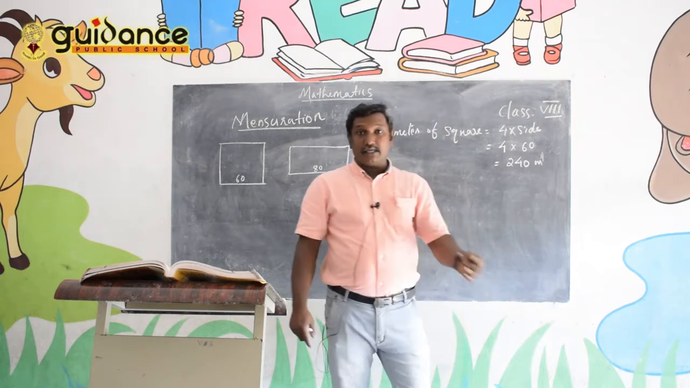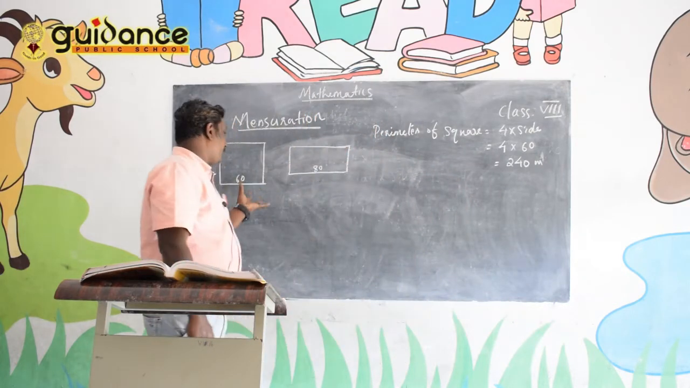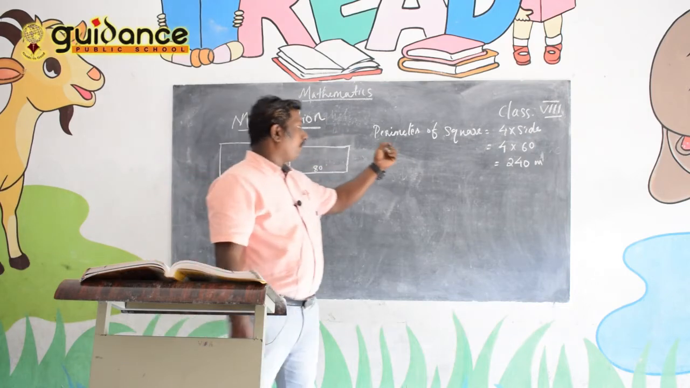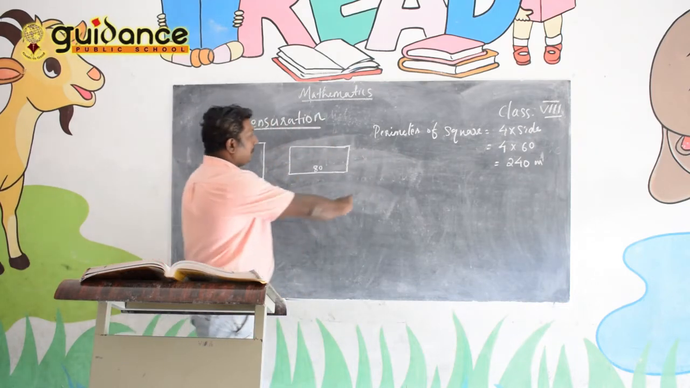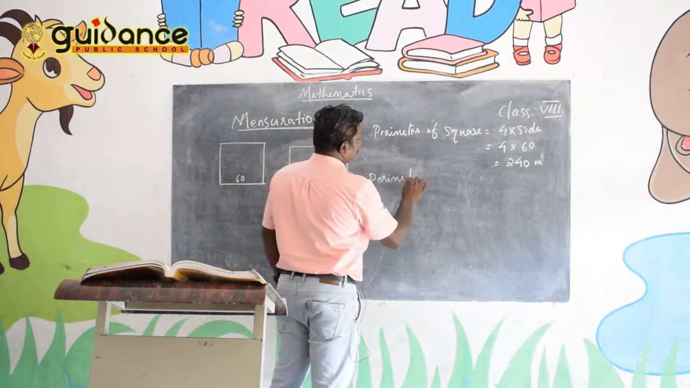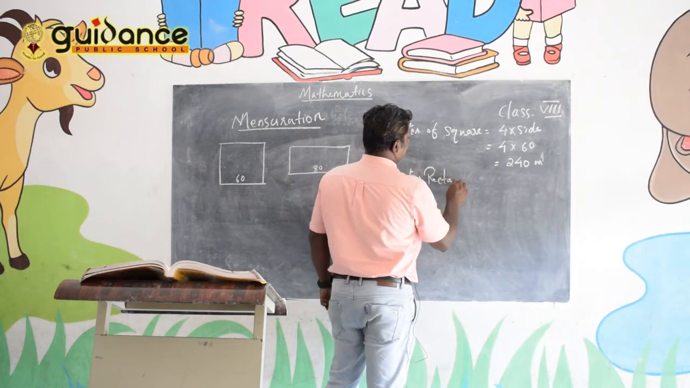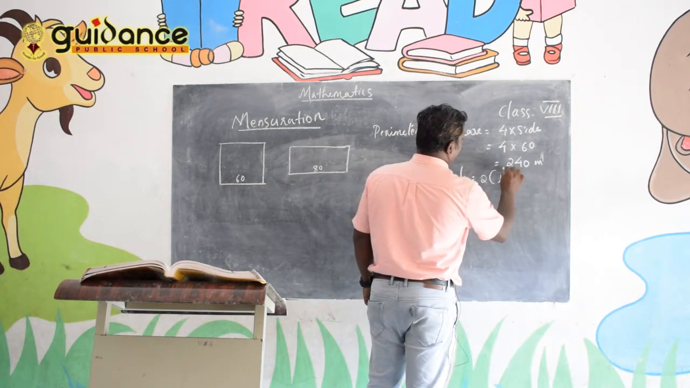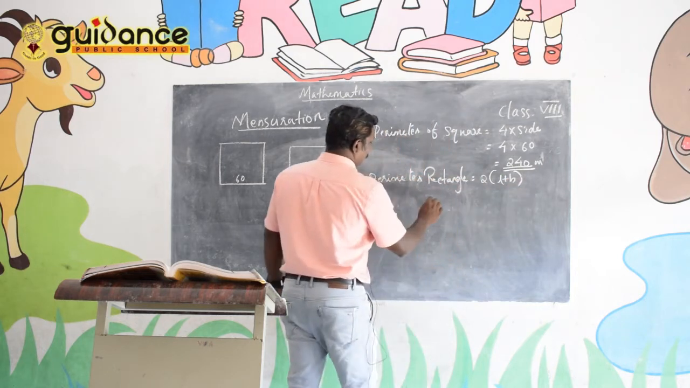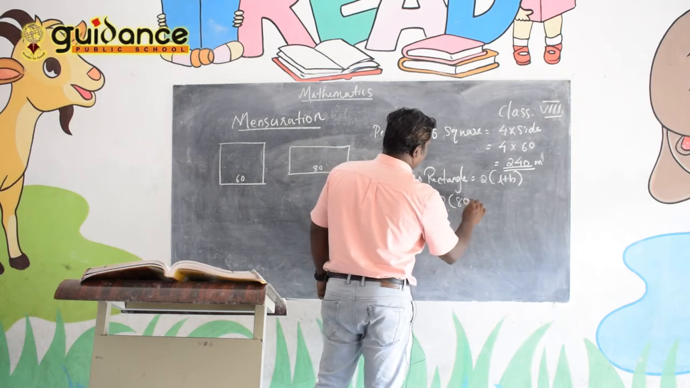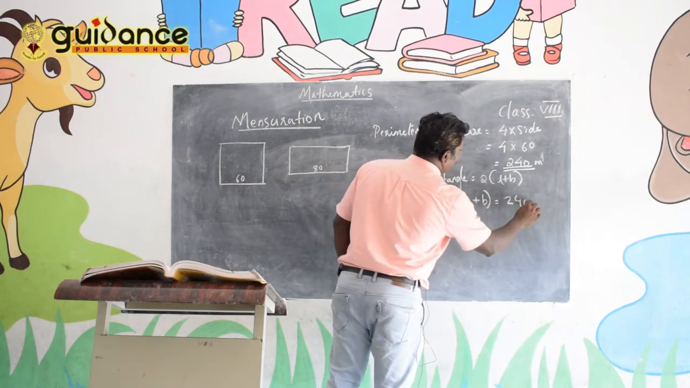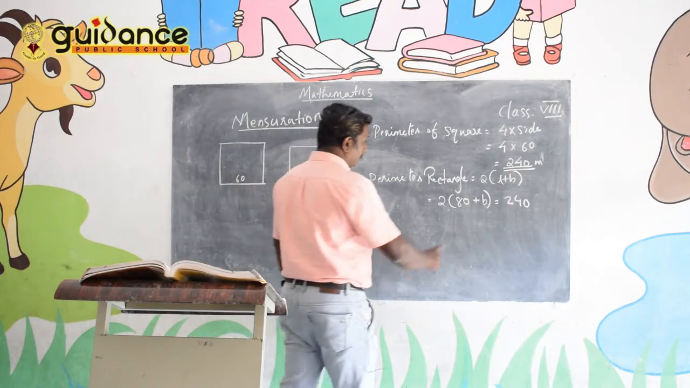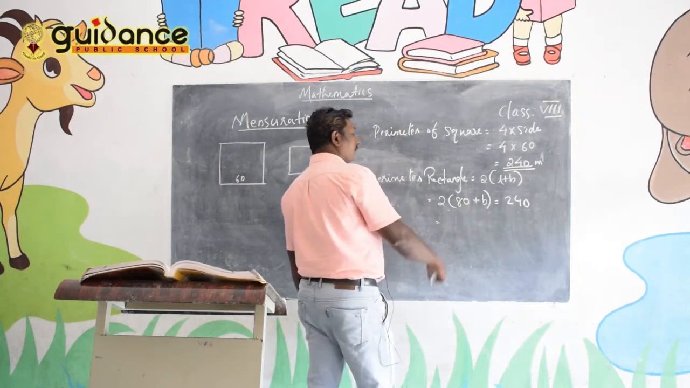Given in the question that both of them have the same perimeter, so we consider the perimeter of the rectangle equal to the perimeter of the square. Perimeter of rectangle equals 2 into (L plus B), that is 2 into (length 80 plus breadth) equals 240. How can we consider it equal to 240? Because the perimeter of the rectangle equals the perimeter of the square. So we can solve this and find the breadth.